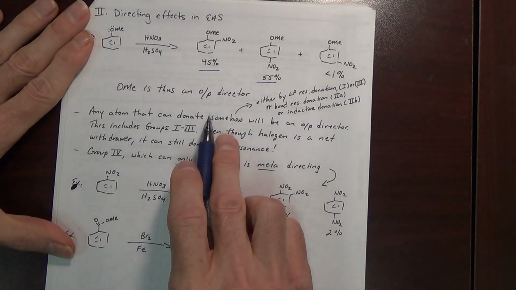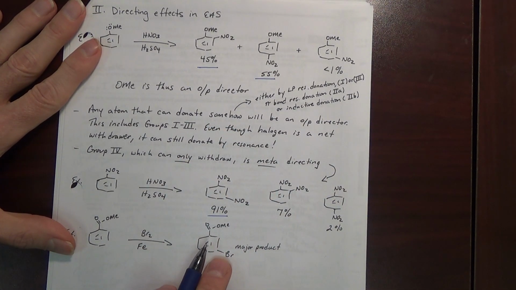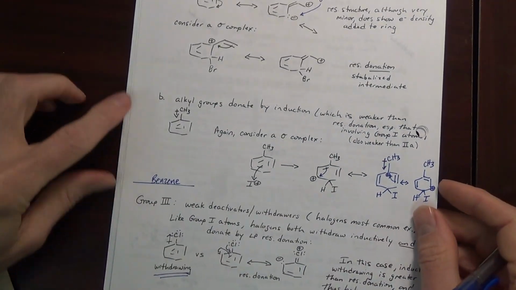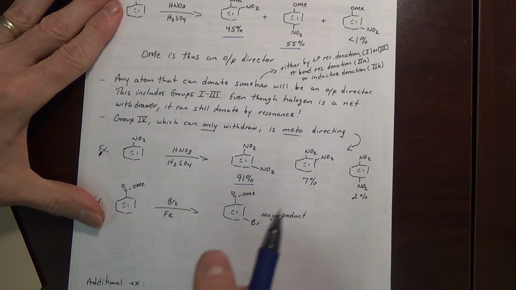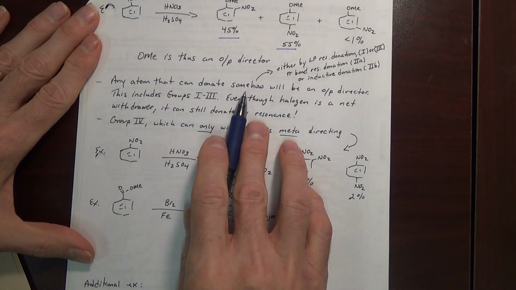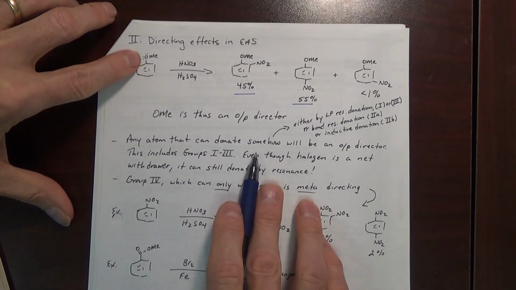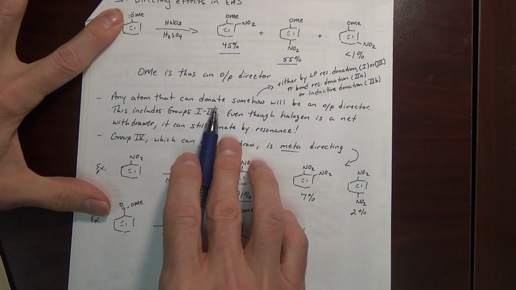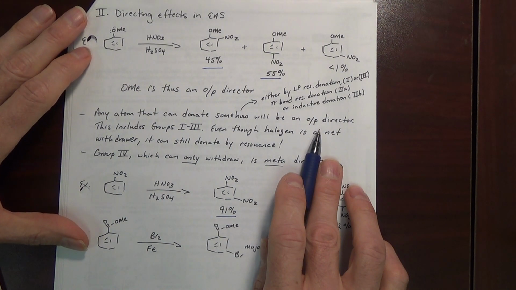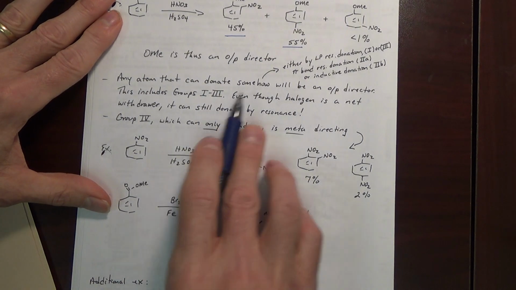Now, how can you tell when a group will be an ortho-para director versus a meta-director? Well, if you know the activation-deactivation effects that we talked about and the groups over here, remember we had groups 1 through 4, yeah? Okay. We can use those same groupings here and we can say that any atom that can donate somehow to the ring, and in this case the atom bonded to the ring is an oxygen, if that atom can donate somehow to the ring, it will be an ortho-para director. Thus, groups 1 through 3 will be ortho-para directors.